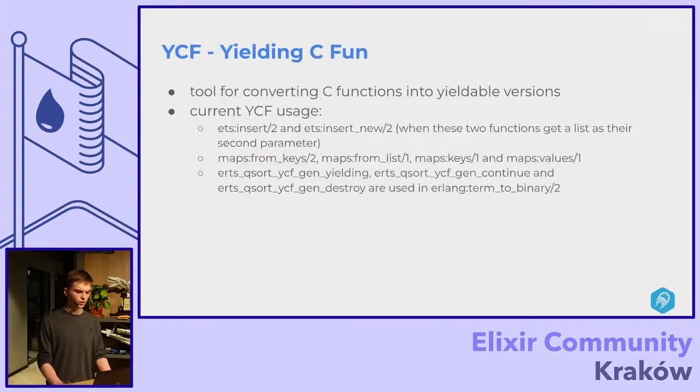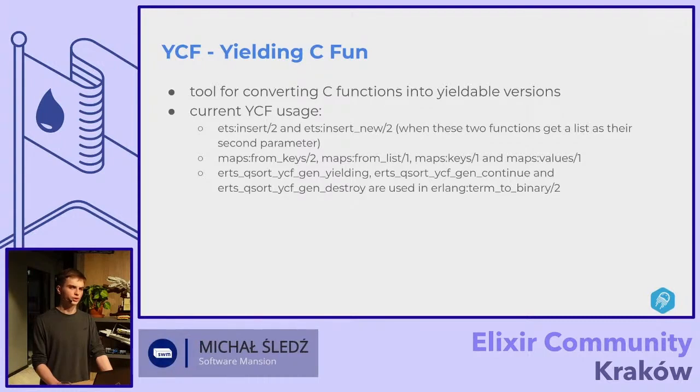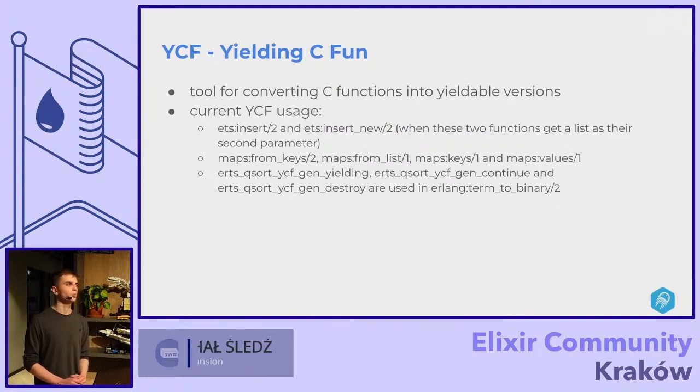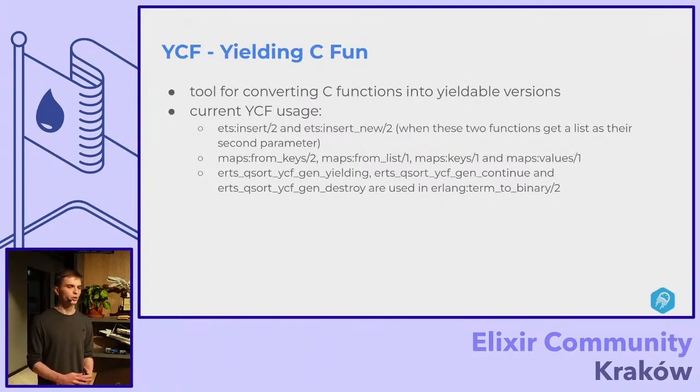So what are those yieldable C functions? Maybe let's start with yielding_c_fun. Yielding_c_fun is a tool provided by Erlang, which allows for generating a yieldable version of your C code. The yieldable version of your C code works in the following way. In general, our function cannot or does not return in the middle of its execution. So when we call some function, it will return after it finishes its work. However, when we have a yieldable version of our function, it can return in the middle of its execution and schedule itself for later continuation.